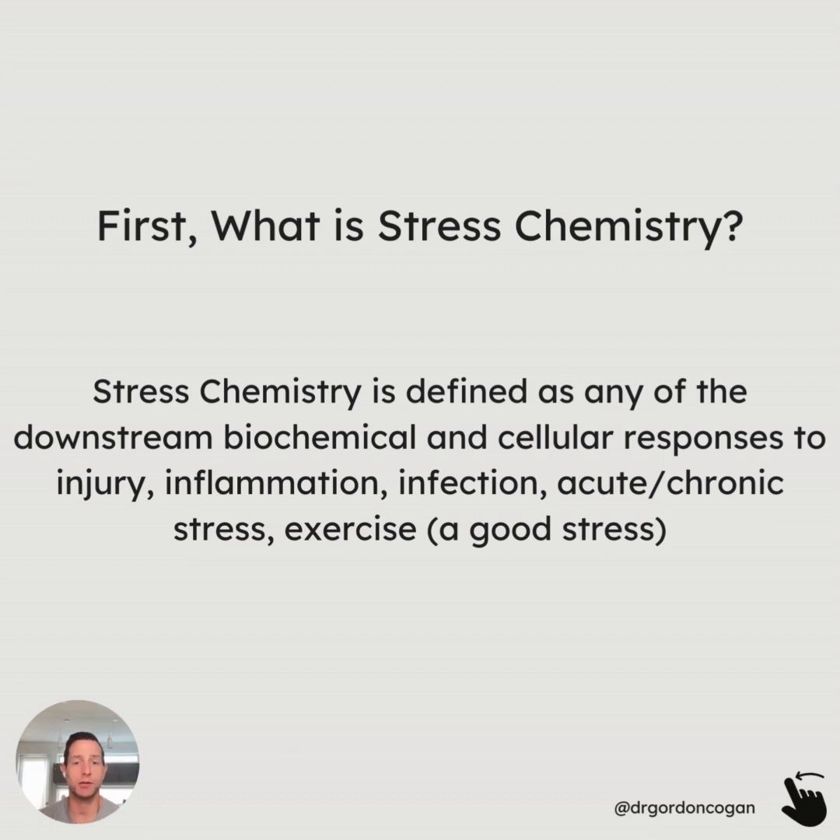So first, what is stress chemistry? Stress chemistry is defined as any of the downstream biochemical and cellular responses to injury, inflammation, infection, acute or chronic stress, as well as even exercise, which we would categorize as a good stress, although there are still biochemical responses to that. So let's dive into the example.